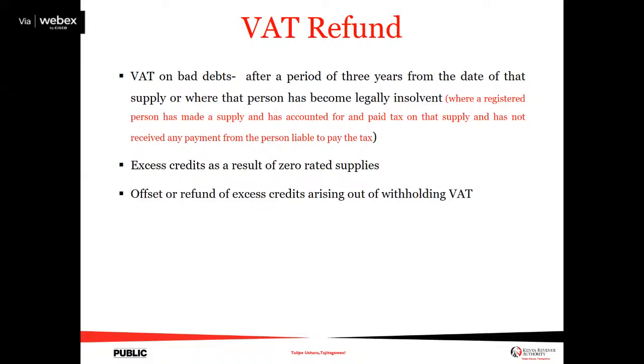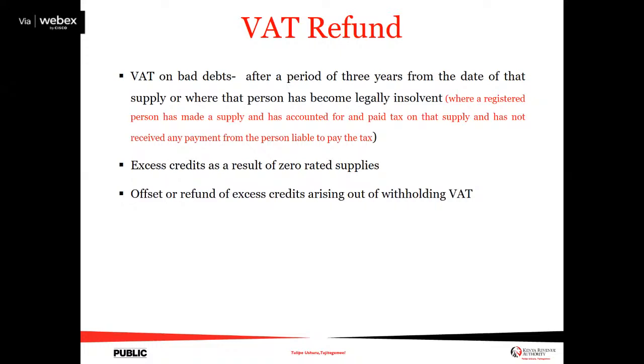I mentioned something about the difference between zero rated supplies and exempt supplies. With zero rate, I'm allowed to claim the input, but I do not charge any VAT to my final consumer. So if this is what happens to you, you may find yourself having excess credits. If this is your situation, then you will be allowed to claim excess credits as a result of zero rated supplies. Then there is the refund of excess credits arising out of withholding VAT.